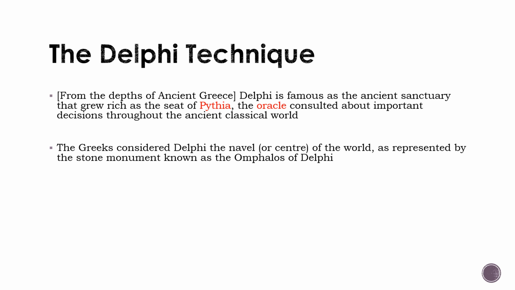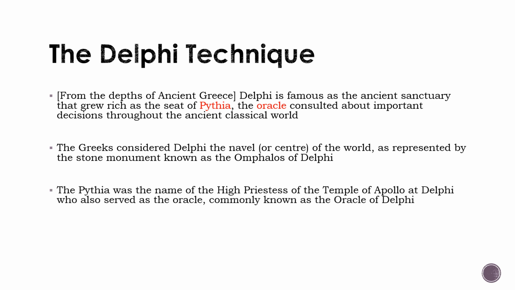Now, I have highlighted two words, Pythia and oracle. Let's look into those two words. So the Pythia was the name of the high priestess of the temple of Apollo at Delphi, who served as the oracle, commonly known as the Oracle of Delphi. So Pythia was basically the name of the high priestess here, right? The priestess of the temple of Apollo at Delphi. So there was a temple of Apollo at Delphi. The high priestess was known as the Pythia. So that's the connection, right? When we talked about Pythia earlier.